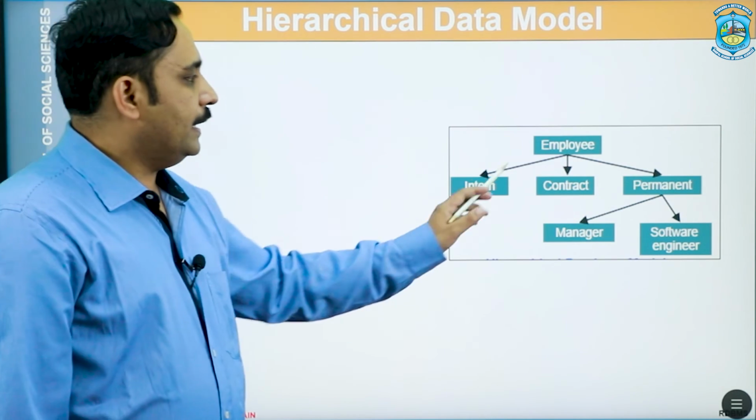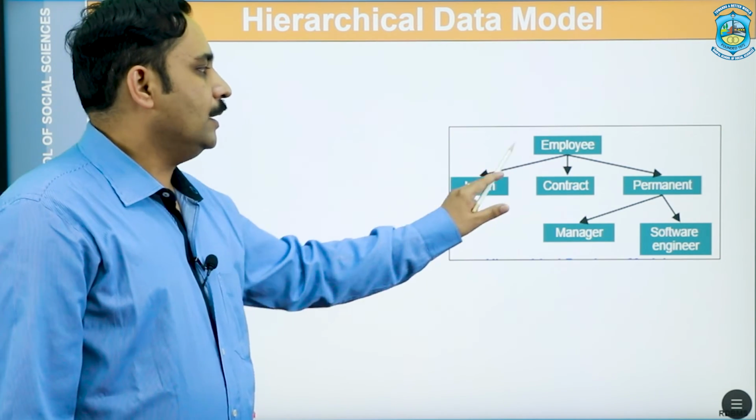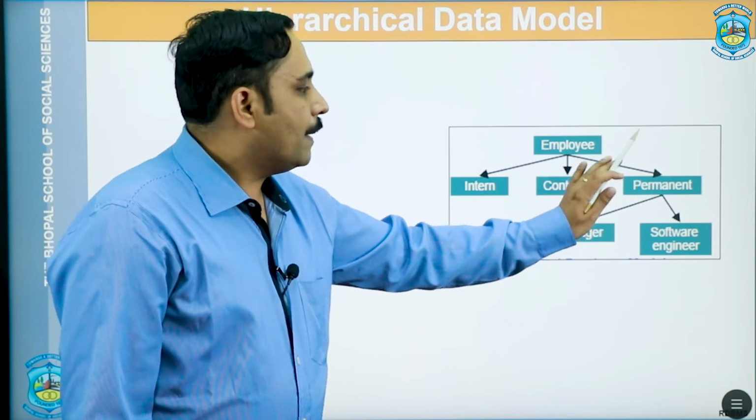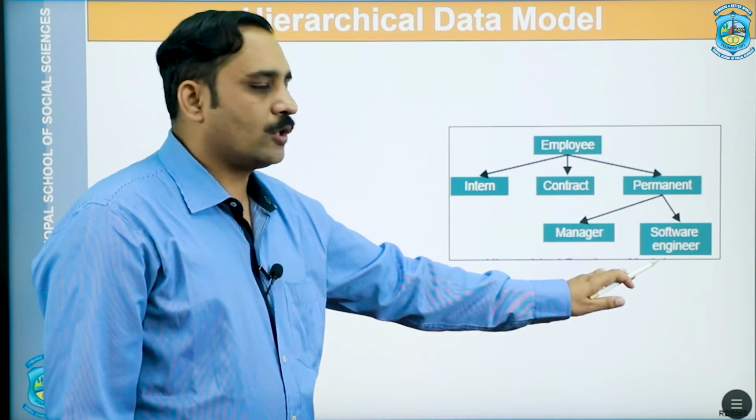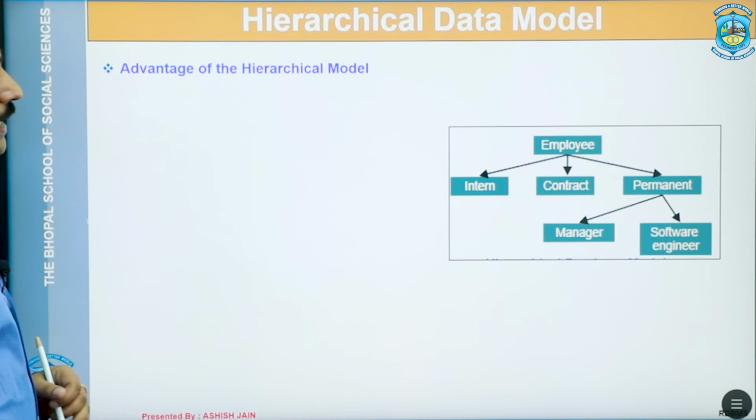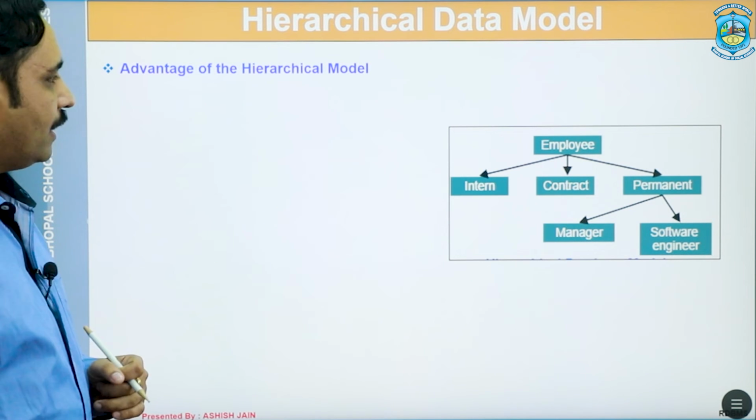This is another example, an employee. An employee can be an intern, a contract employee, or a permanent employee. A permanent employee can be a manager or a software engineer. So such associations can be represented or modeled using the hierarchical model.